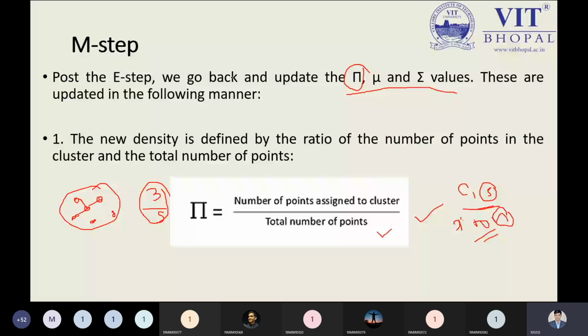So here pi will be equal to the number of points assigned to the cluster divided by the total number of points. Suppose the total number of points is 5, and only 3 of them are mapped to the cluster. So that would be 3 by 5. So that is your density. By this approach, we decide the percentage of density, and from this point, we will update in an iterative process.